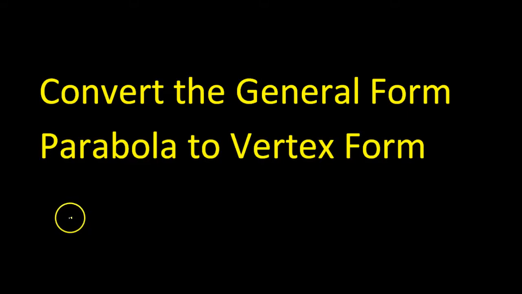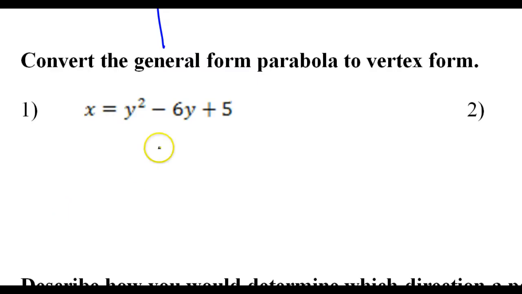In this video, we will learn how to convert the general form parabola to vertex form. Alright, so for example, here is a general form parabola. General form is, it doesn't have any parentheses that are being squared. Everything is just on its own, spread out. So we need to take this and somehow transform it into a form that looks more like this.